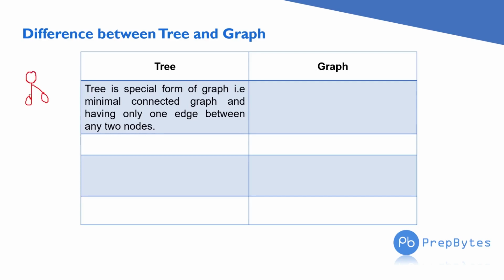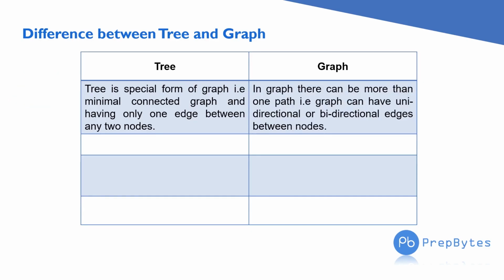There is only one edge. These are the edges, and there is only one edge between any number of nodes in trees. Correct? On the other hand, in graph, there can be more than one path. That is, graph can have unidirectional or bidirectional edges between them. Okay, you have seen the examples.